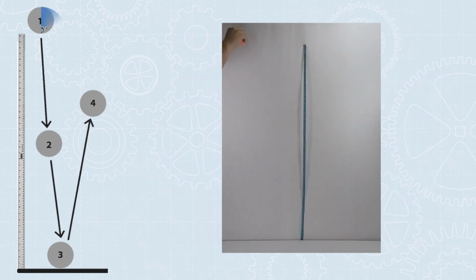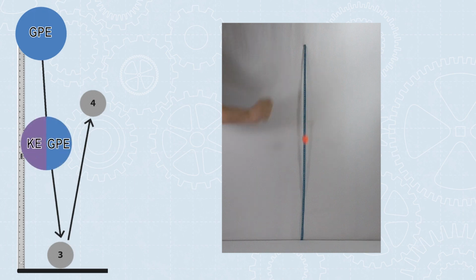At position 1, the SUPERBALL is being held off the ground. It's not moving, it's just off the ground. So all of its energy is being stored as gravitational potential energy. At position 2, it's halfway down to the ground. So we have half gravitational and half kinetic energy. It's at half its height, so half of its gravitational energy has been used. That's why the other half has to be kinetic energy. The only other thing that it's doing is moving.